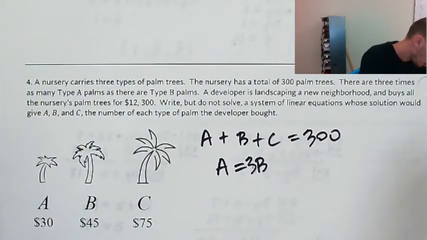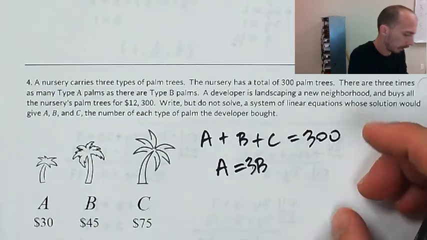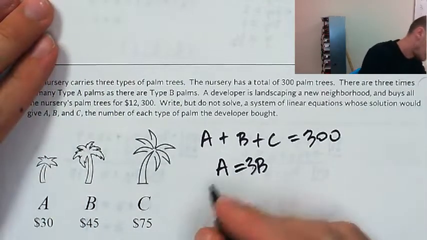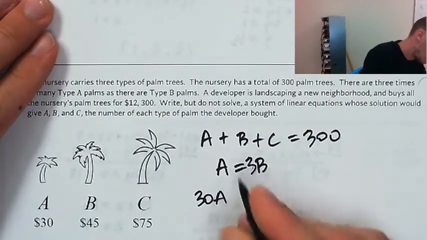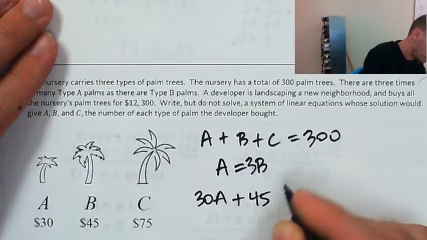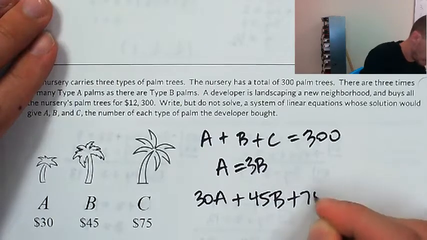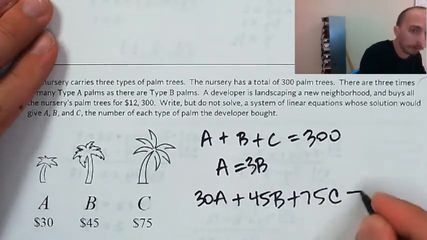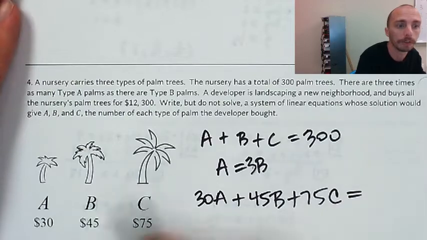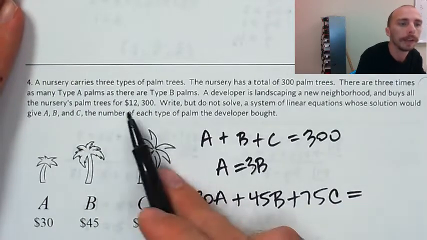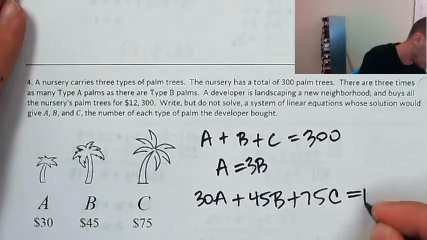And buys all of the trees costing $12,300, and that's where all this price info came from down here. So that would be $30 times the number of type A's plus $45 times the number of type B's plus $75 times the number of type C's. That's the total number of dollars that you would get for selling all of the trees. And then you would get $12,300.